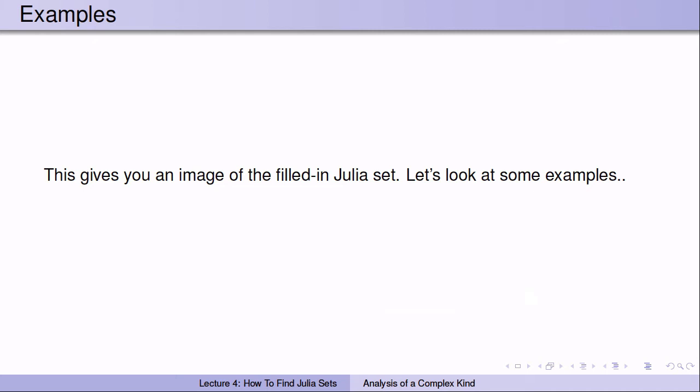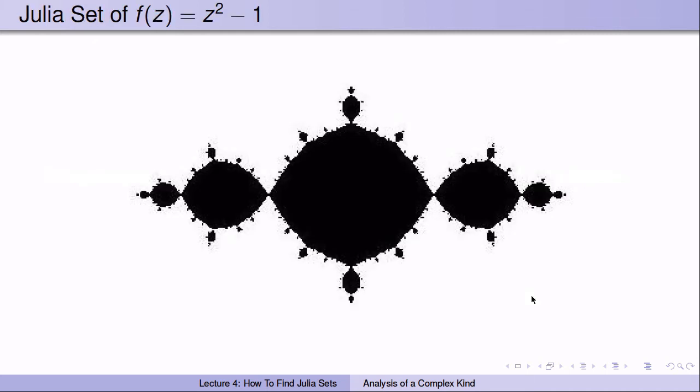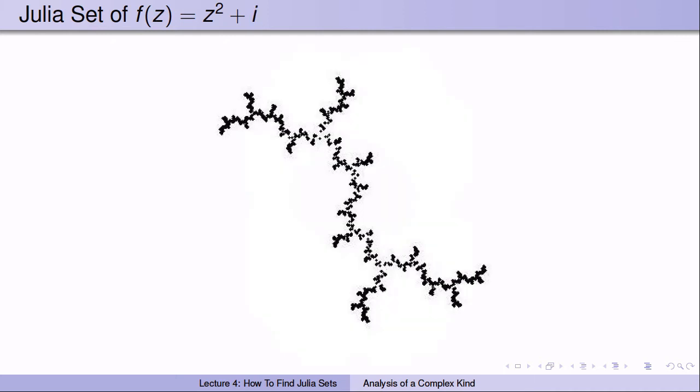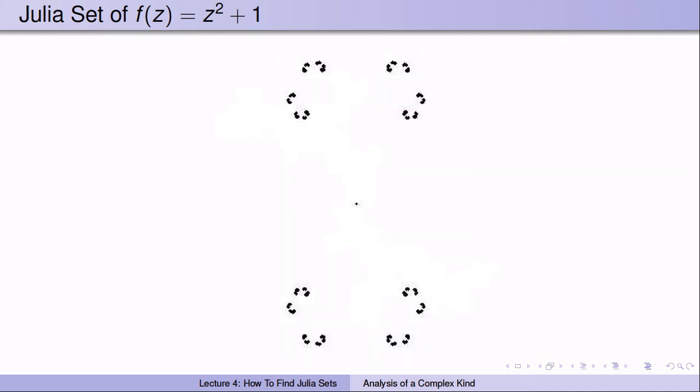Let's look at some examples. Here you can see the filled-in Julia set for z squared minus 1. That's the function we were looking at earlier. Here's the filled-in Julia set of z squared plus 1/4. So c is equal to 1/4. It looks quite different from the previous filled-in Julia set. Here's yet another one, the one of z squared plus i. It looks quite different yet again. And here you can see the Julia set of z squared plus 1. It's a bunch of disconnected little pieces all over the place.